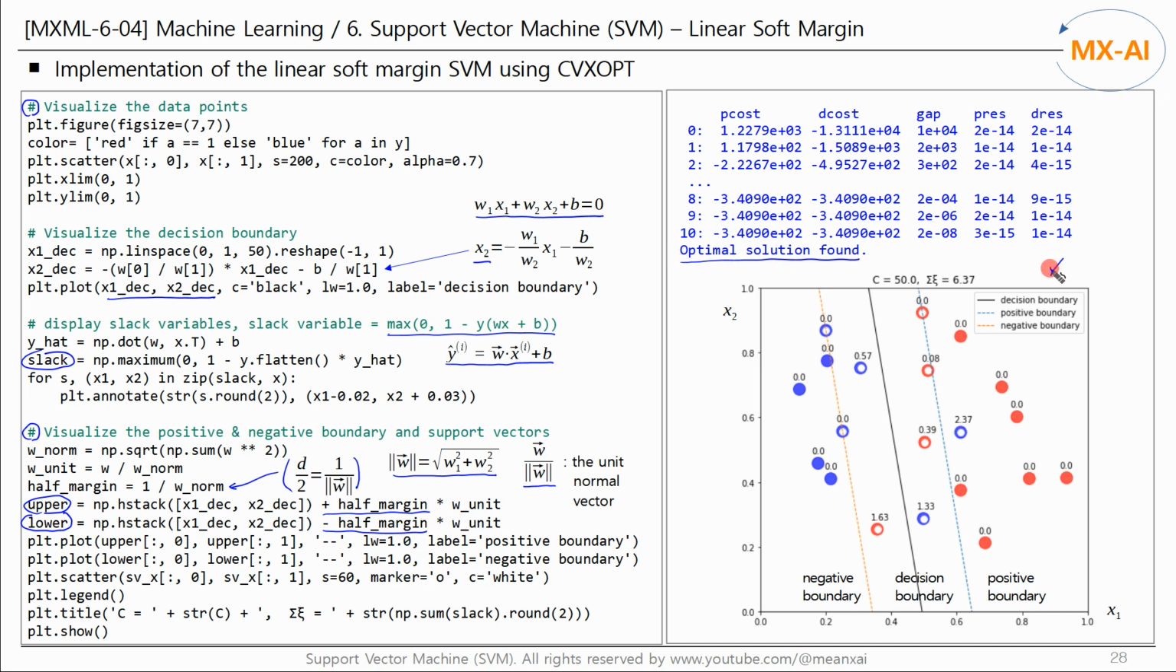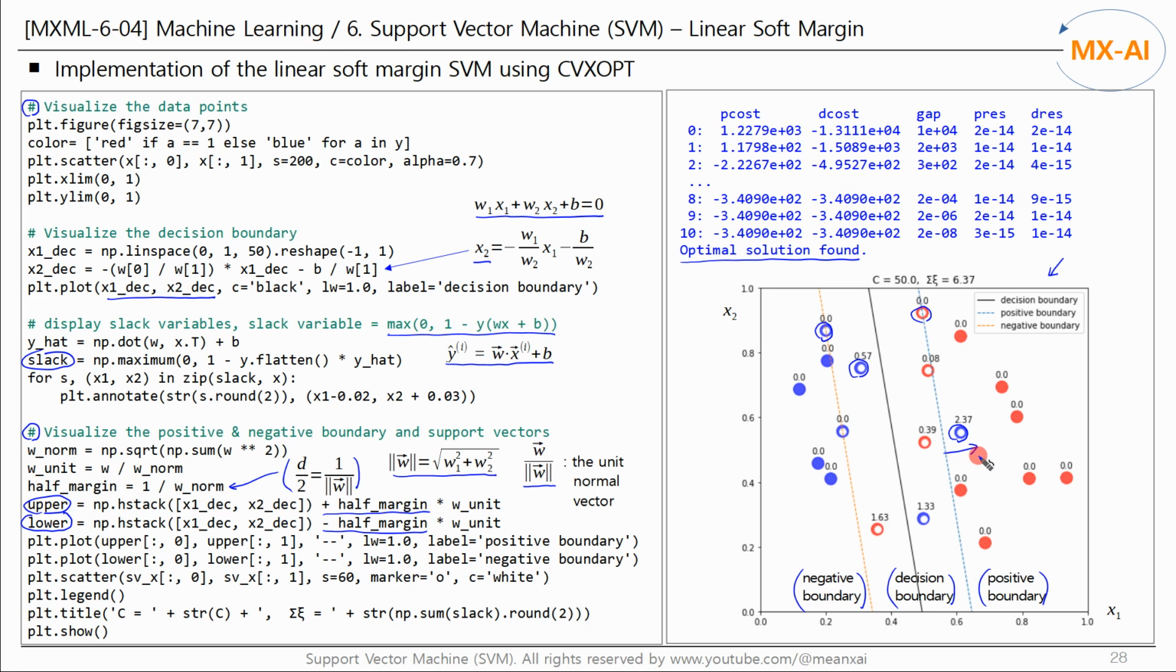The results are as follows. The decision boundary looks like this, and the positive and negative boundaries are like this. Any data points with a small white circle within the red or blue circle are support vectors. They are mainly between the positive and negative boundaries. This data point that is misclassified and lies above the positive boundary is also a support vector.